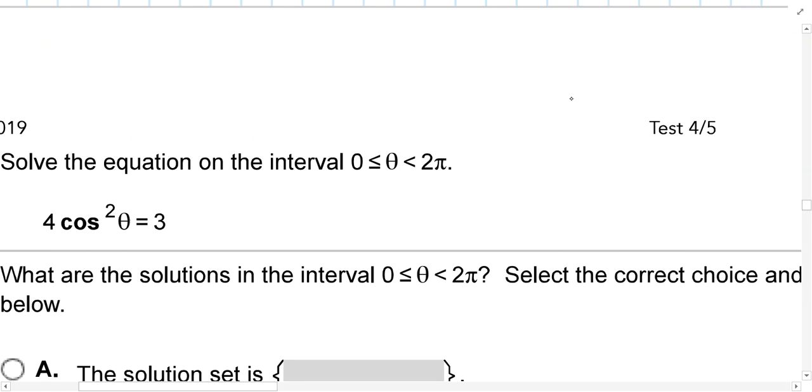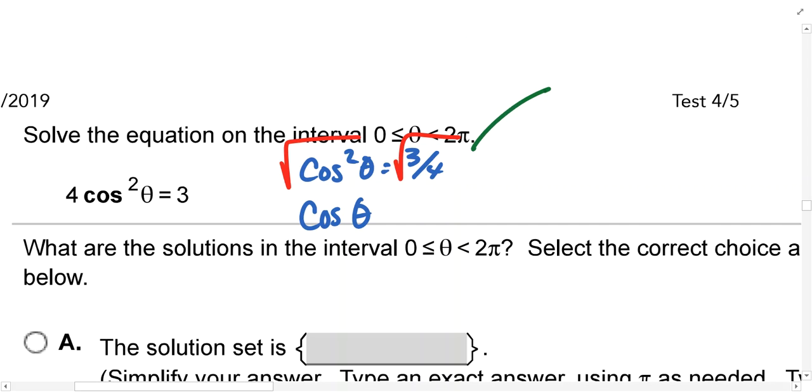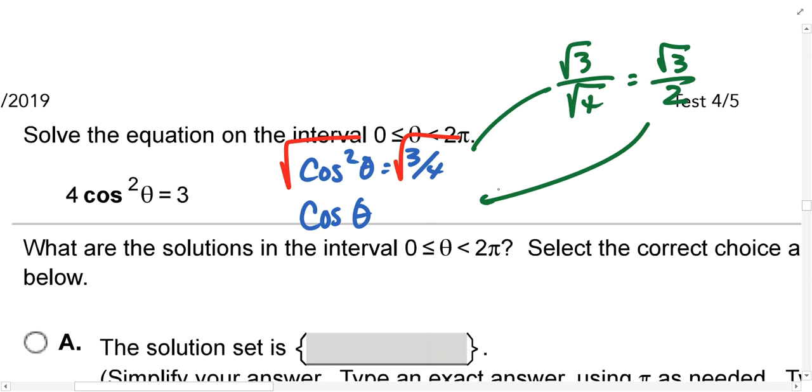With 19, we'll approach this in a very similar way. I'll divide both sides by 4 and then take a square root. So we know that cosine squared is equal to 3/4. Cosine by itself, after we take the square root of both sides, well, let me just think about this mentally for a second. That would be the square root of 3 over the square root of 4, which is just the square root of 3 over 2, which is fine.